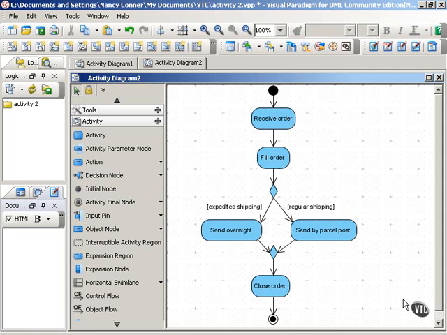As you saw in the movie about basic symbols and activity diagrams, decision points and merge points are one way in which you can show how a flow branches off into separate paths and comes back together again. In this example, when you fill an order, you come to a decision point.